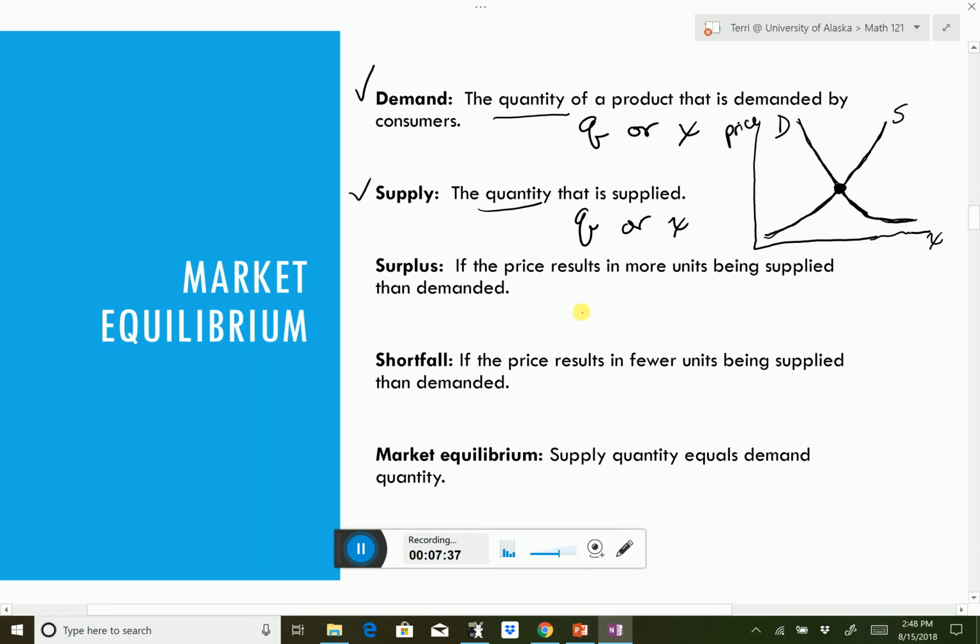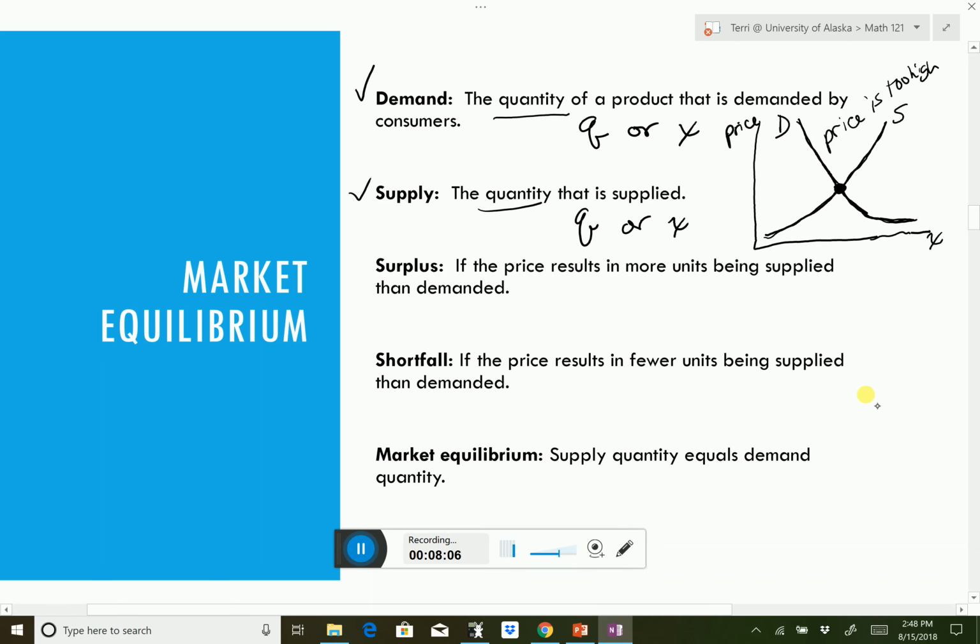So a surplus results in more units being supplied than demanded. So if there's more units supplied than demanded, that's up here. That means the price is too high. So if you have too high a price, suppliers are like, yeah, I'm going to make more at that. I'm making lots of money. And consumers are like, that's too rich for my blood.